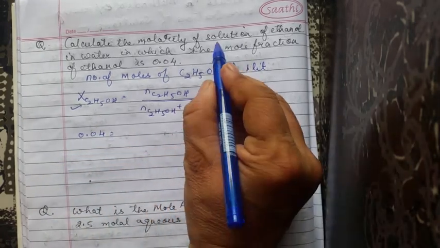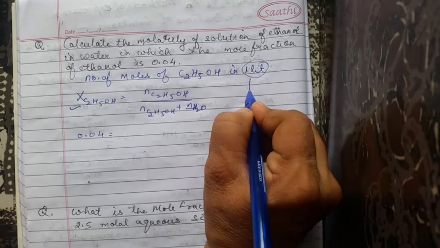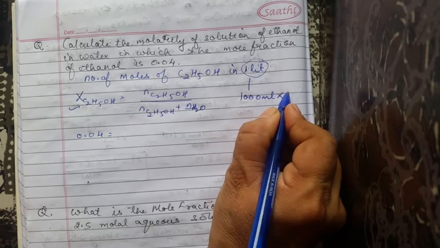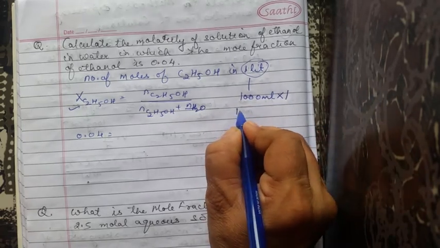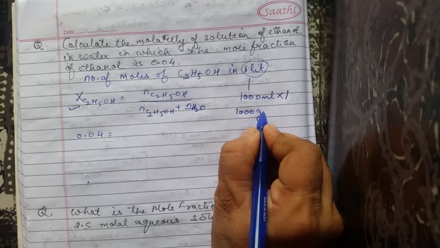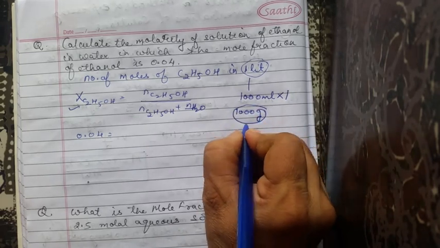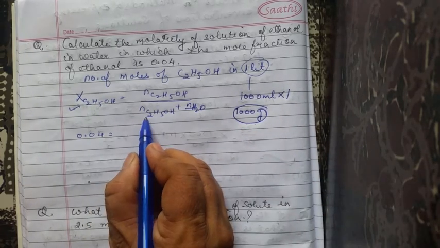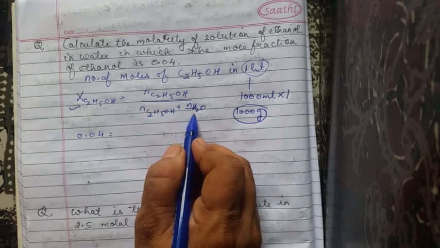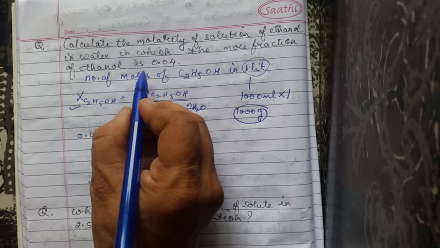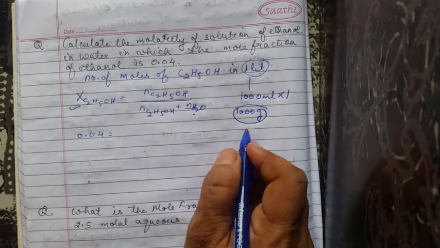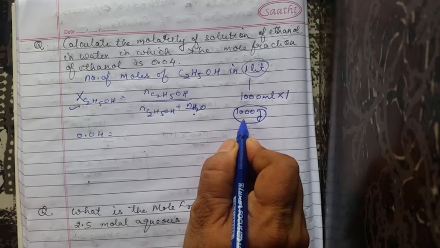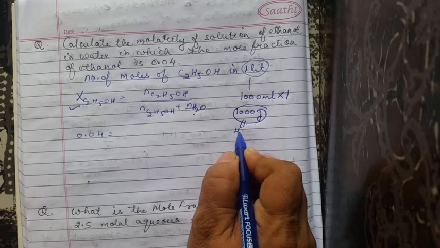Moles in 1 liter, what does 1 liter mean? 1 liter means 1000 ml, and we know the density of water is 1. So I can also write this as 1000 grams. So what is the weight of the solution? 1000 grams. In this question, we may neglect the number of moles of ethanol with respect to the number of moles of water, because it's quite a dilute solution, 0.04. So water is more, ethanol is less. So we can take this only as the mass of water.